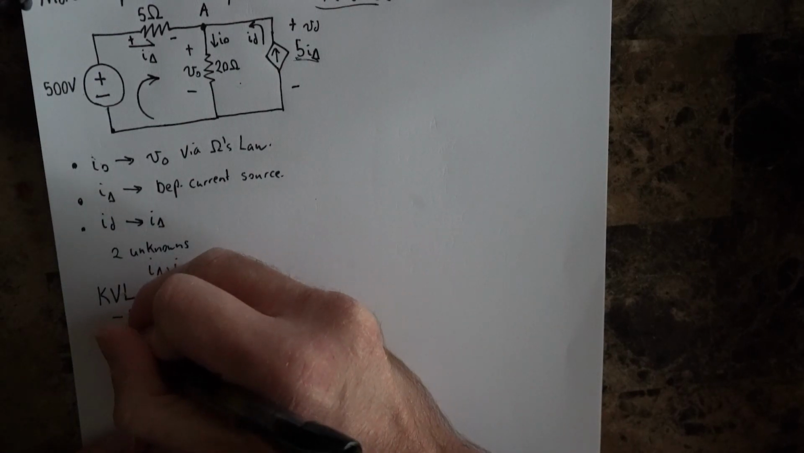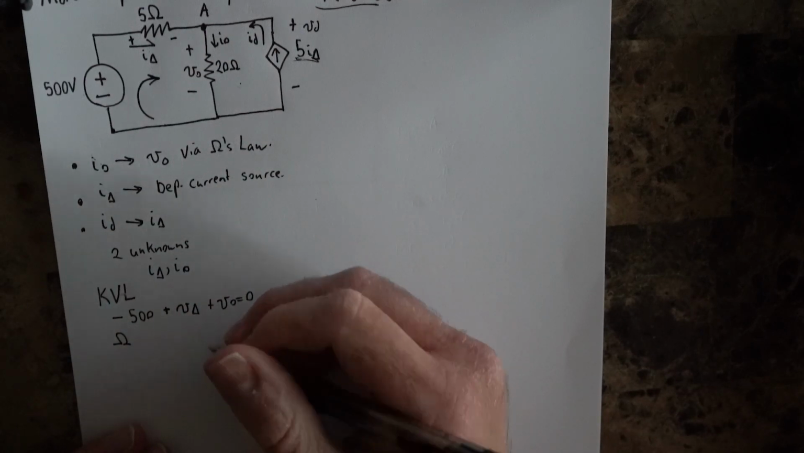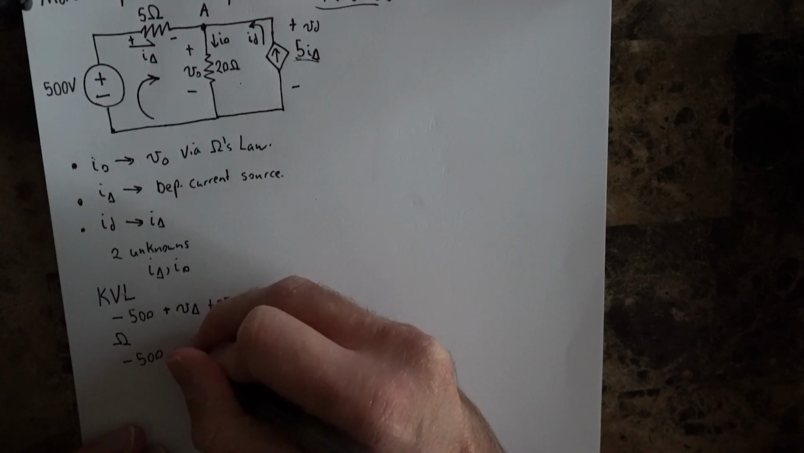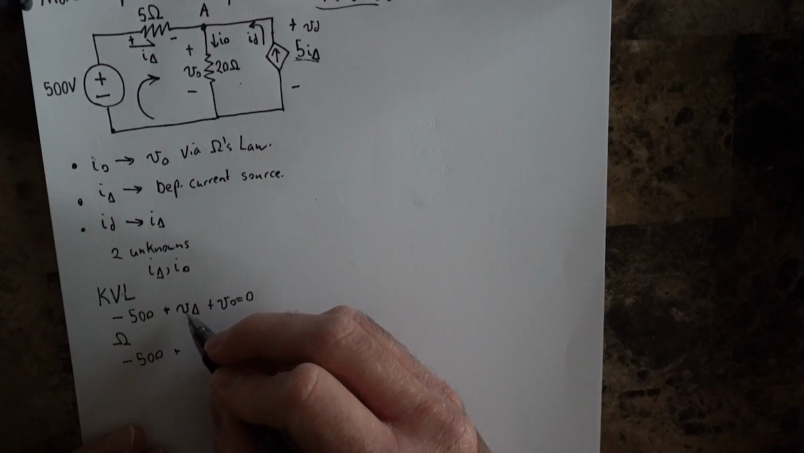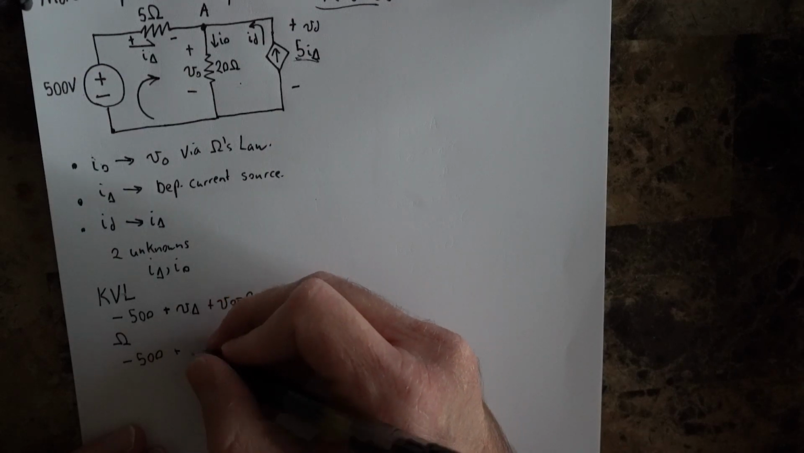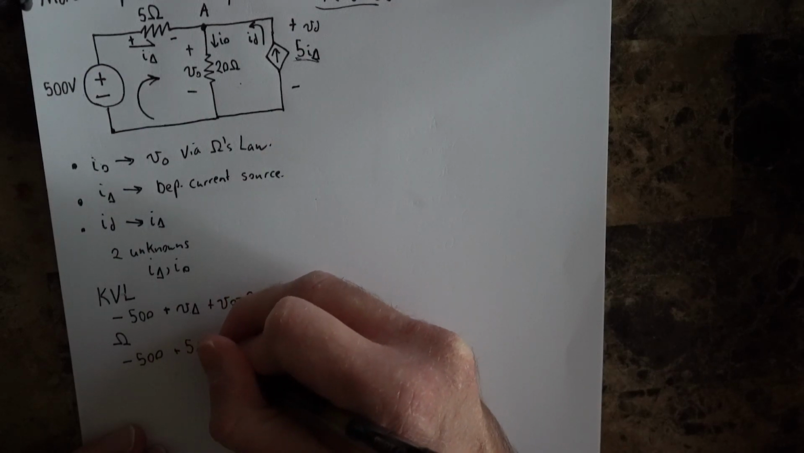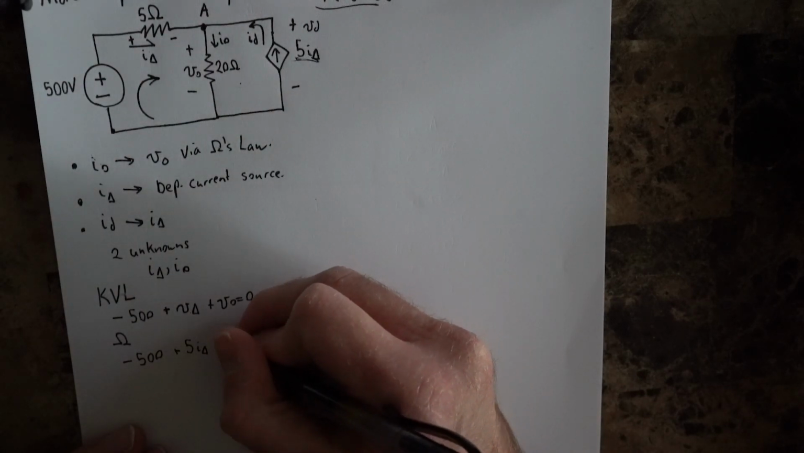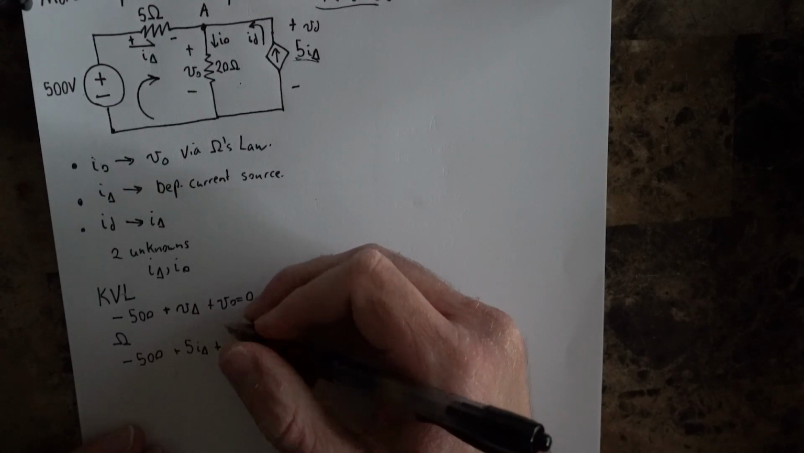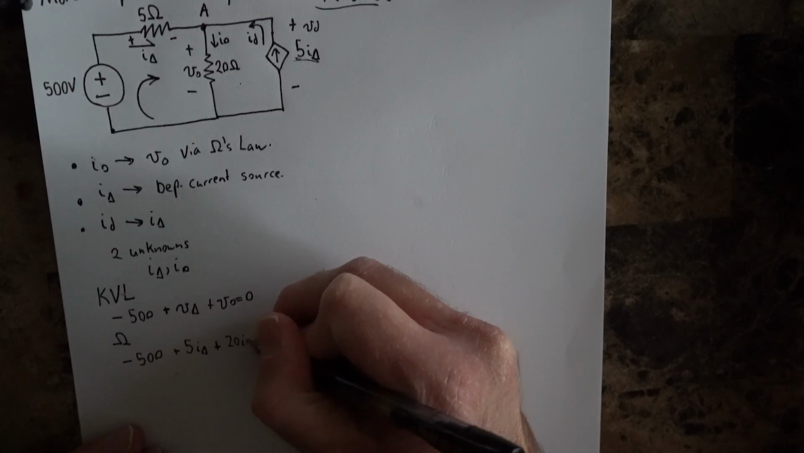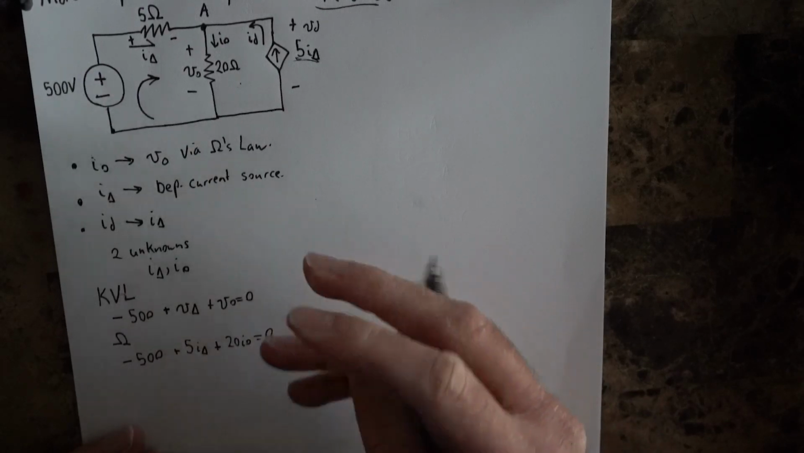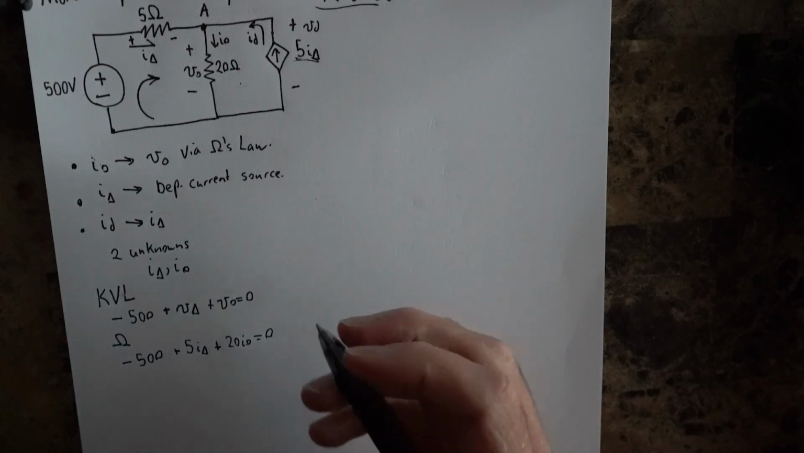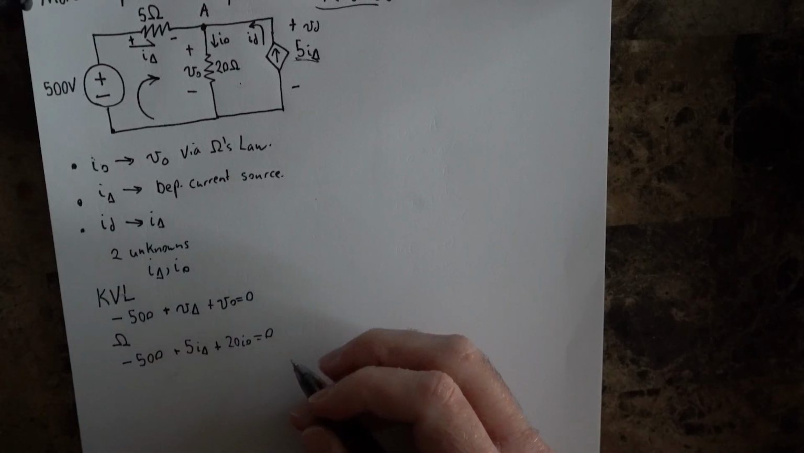Okay, then if we employ Ohm's law, that will leave us with minus 500 plus, plugging in IR here, 5I delta, and then again plugging in Ohm's law right here will give us 20I naught, and again that must be equal to 0. So now we've got one equation, so let's go ahead and get that second equation.